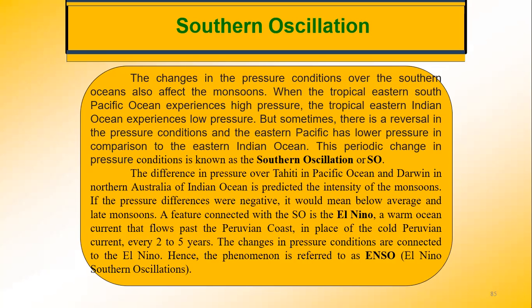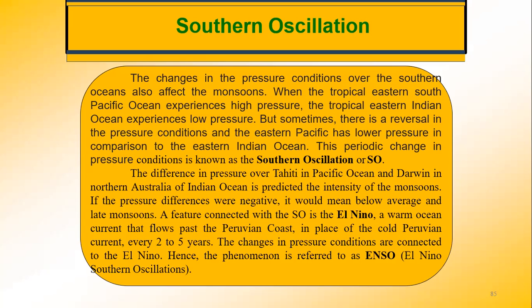Now, during the cold weather season, the northeastern trade winds cause rainfall on the Tamil Nadu coast, and the Mediterranean depressions cause winter rainfalls in the northern plains.